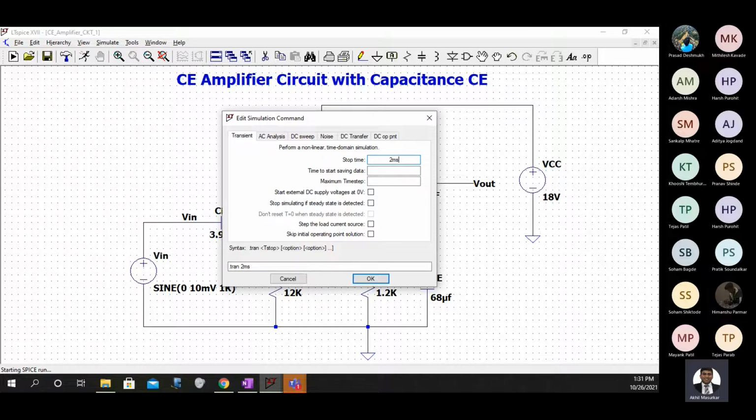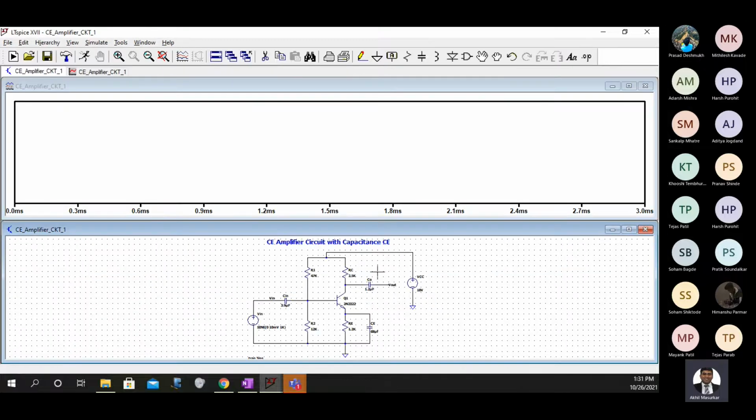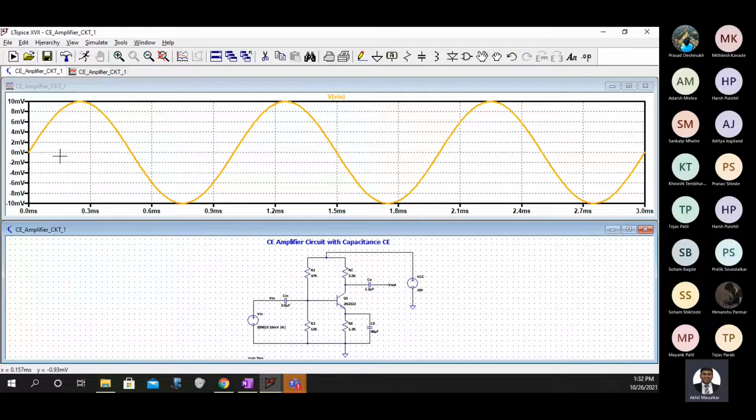If I want to see 2 cycles, then I will put 2 milliseconds. If I want to see 3 cycles, then I will put 3 milliseconds. So you can just say .tran 3 milliseconds, that's it. And now what you should first click here is Vin. So you can see here, this is your input, and input is varying between something like plus minus 10 millivolts.